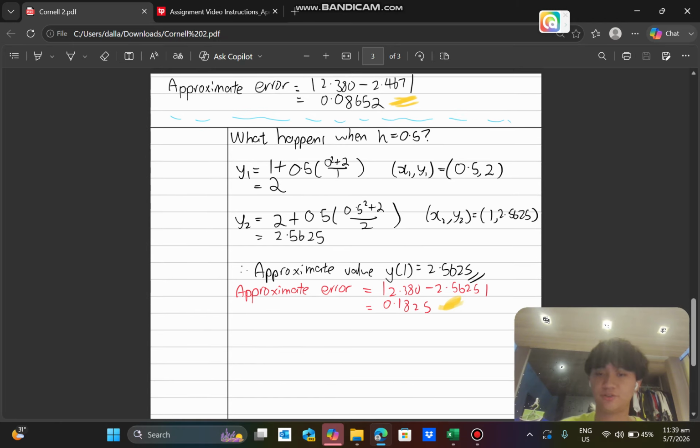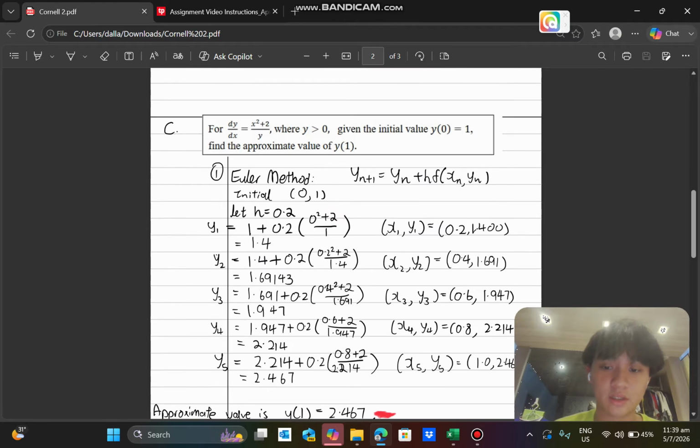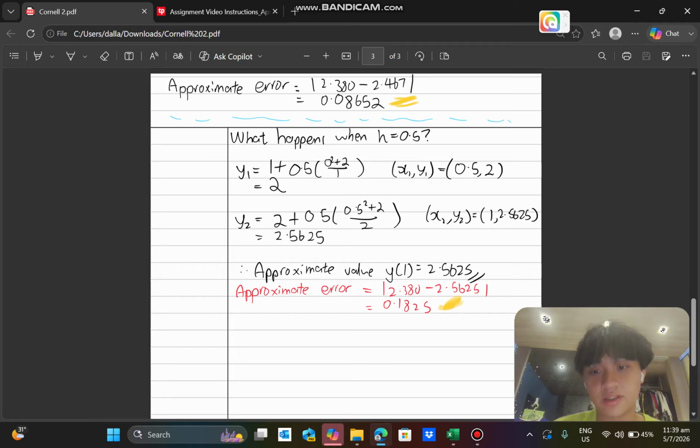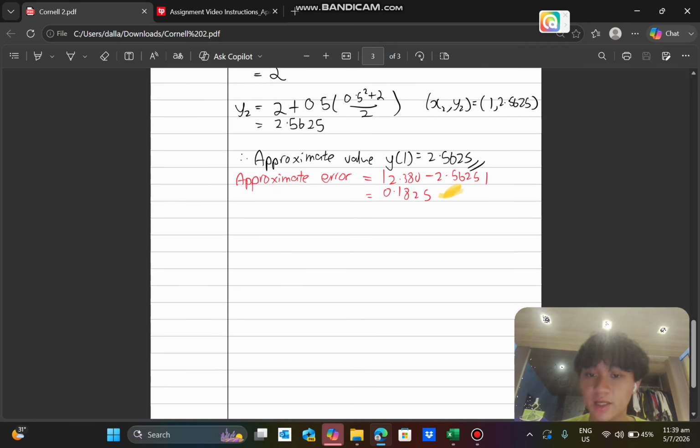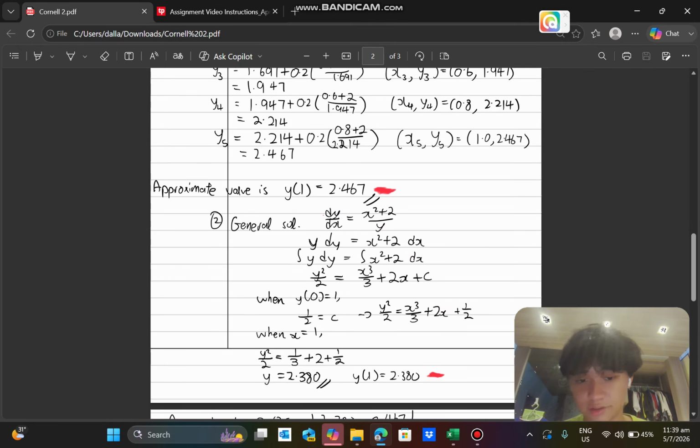So when h equals 0.5, you see how few steps there are compared to this. Although there are fewer steps, when x equals 1, the y value is 2.5625. And you see the approximate error is 0.1825 compared to the general solution answer.